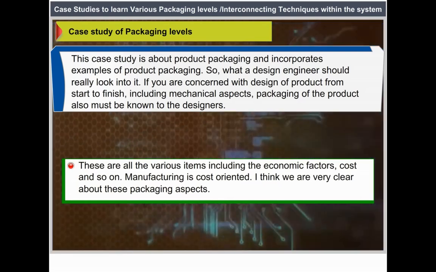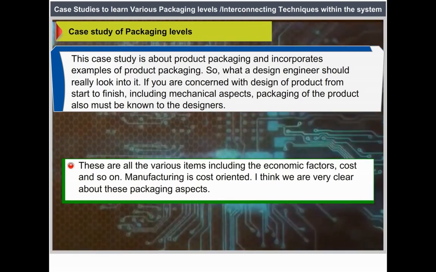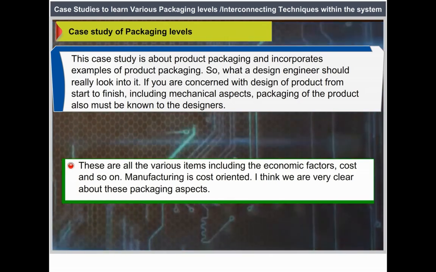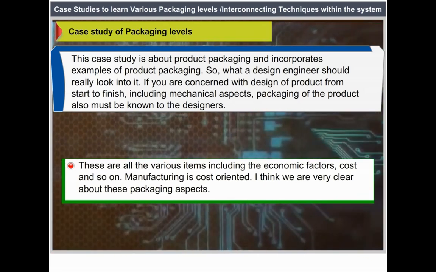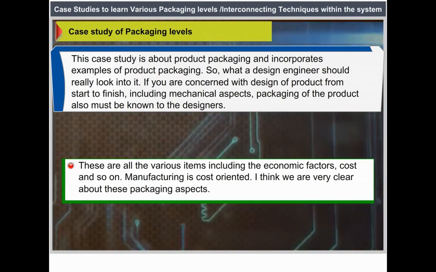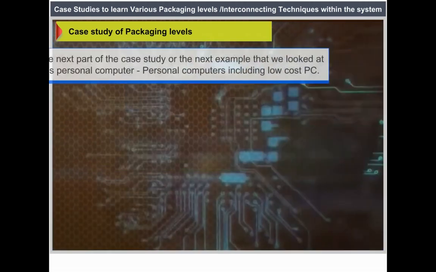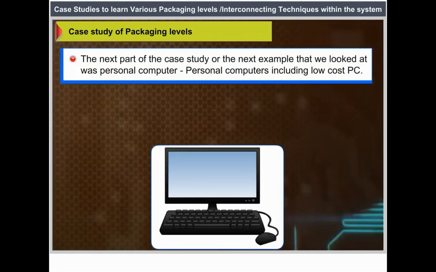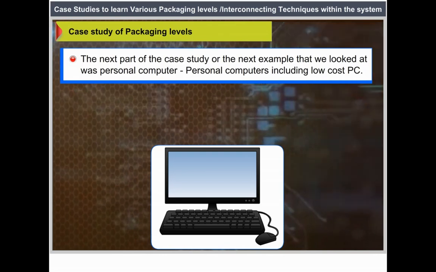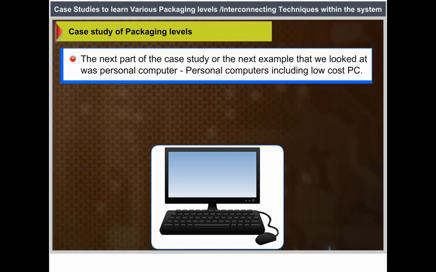These are all the various items including the economic factors, cost, and so on. Manufacturing is related to cost. I think we are all very clear about these packaging aspects. The next example that we looked at was personal computers, including low-cost PC.